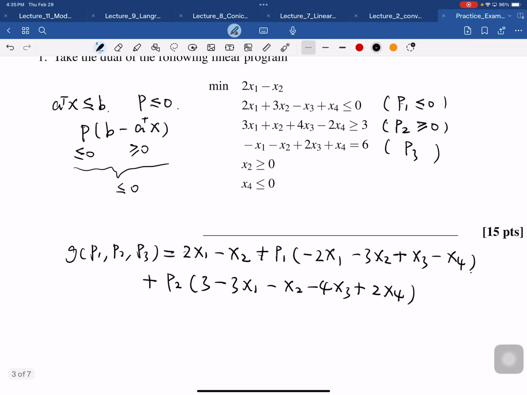And then you can do plus p3. So p3 is unconstrained, so it doesn't really matter. But just to be consistent, we bring all the variables to the right-hand side.